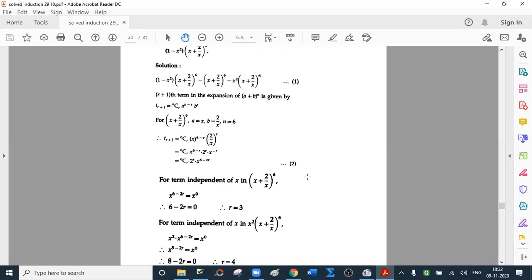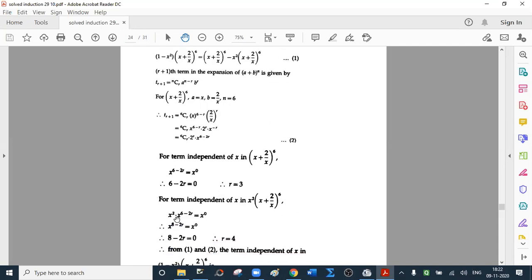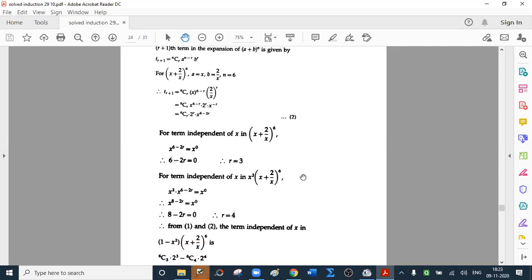It is nothing but, see, r has to be 3. Okay. Now, for the term independent of x in x square into this, the only difference is here you have to consider one more term x square. So that index again, if we equate with 0, we get r equal to 4. This means there are actually two terms for r equal to 3 and r equal to 4.